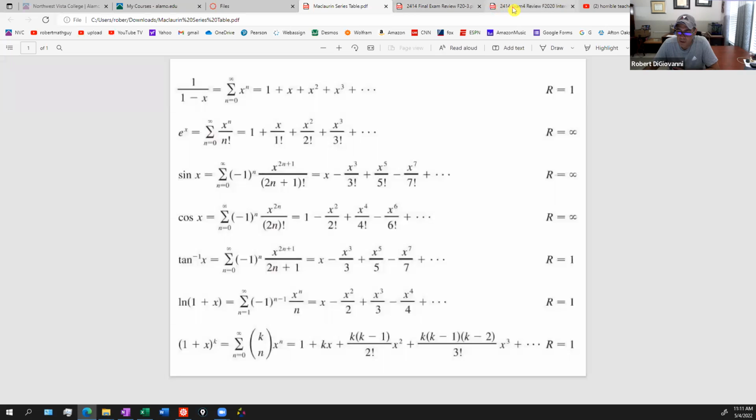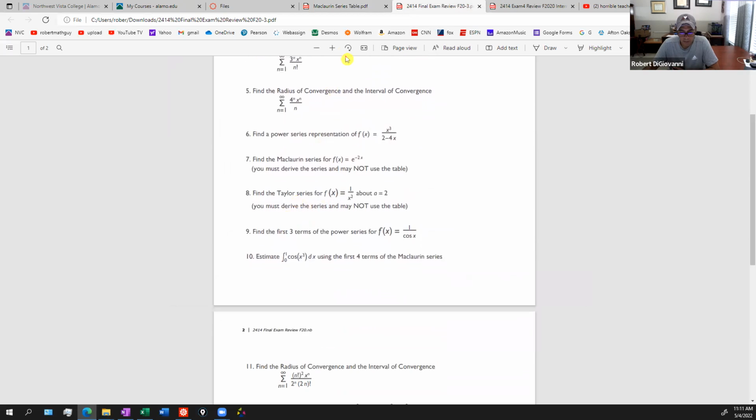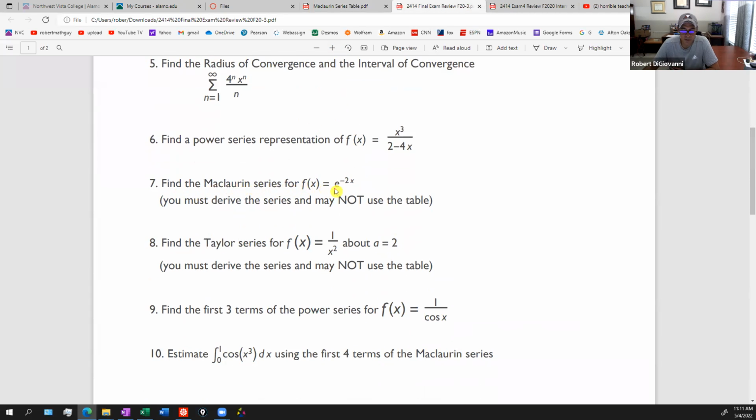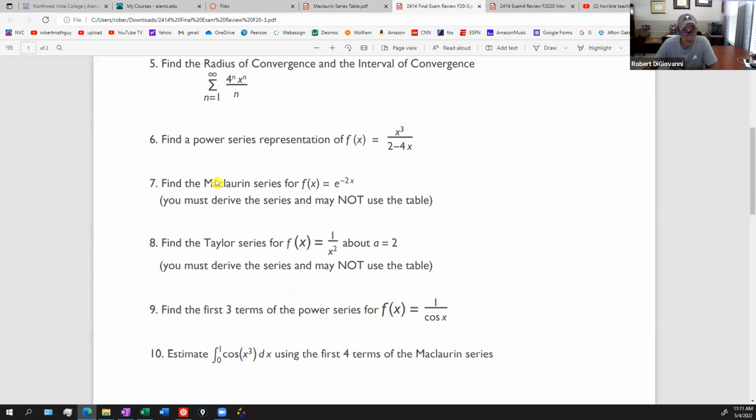So like on the review that I sent out, number 7, find the Maclaurin series for e to the negative 2x. You must derive the series and may not use the table. The table meaning this, you can't use that, all right? You have to do it by hand. Same with number 8, find the Taylor series for this about a equals 2. You must derive the series, can't use a table.